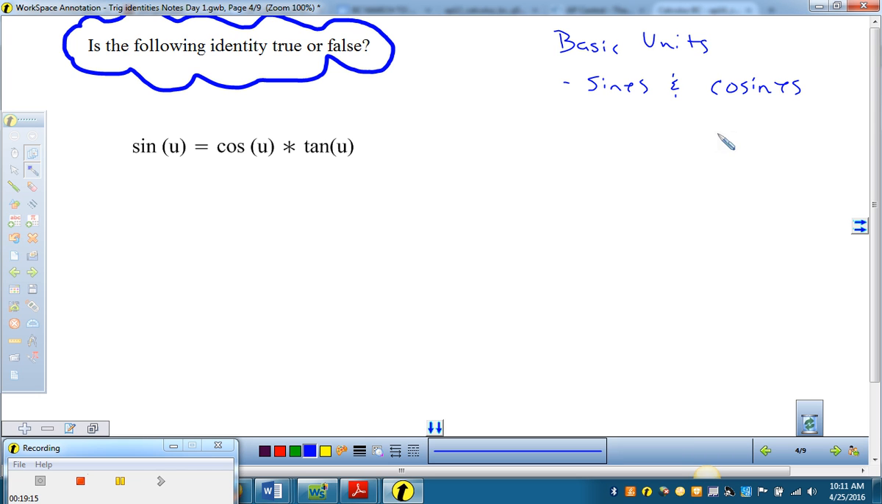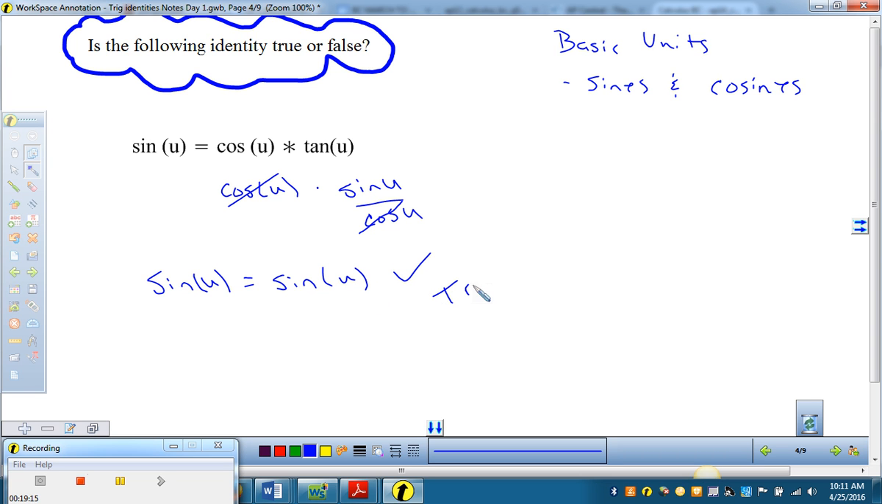If you can rewrite in sines and cosines, it might make it easier to see what's going on. So if I have sine u equals cosine u times tangent, how can I write tangent in terms of sine and cosine? Sine u over cosine u. And then what happens to my cosine? It goes away. They cancel, and so sine u on the left equals sine u on the right.